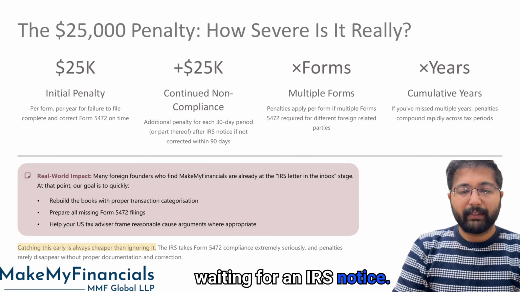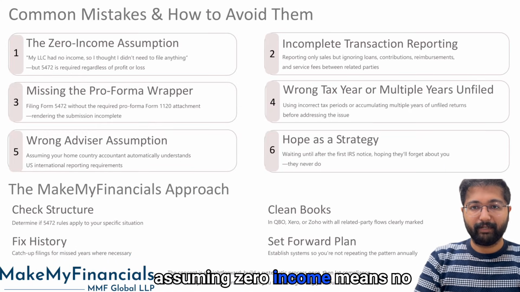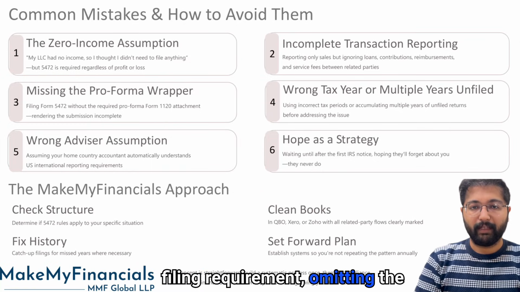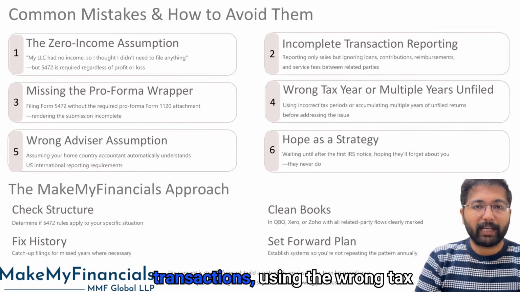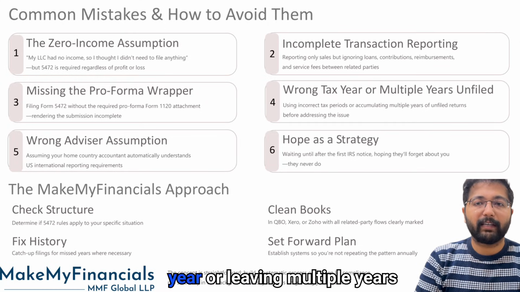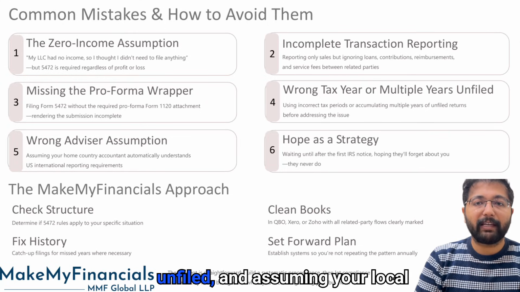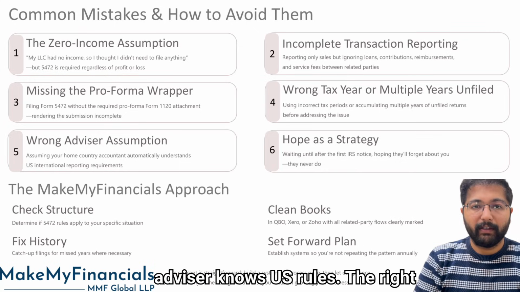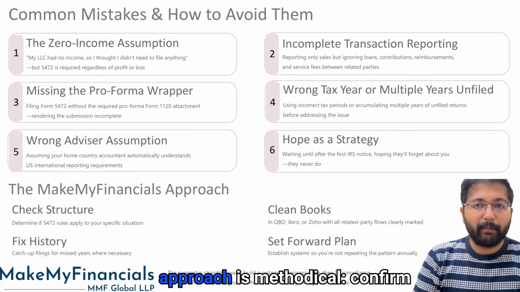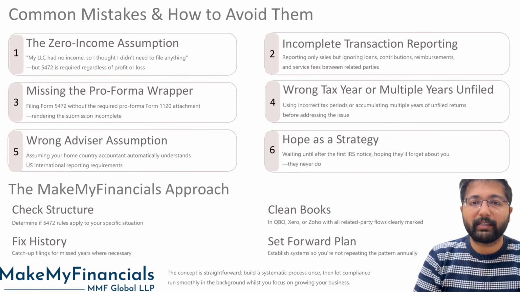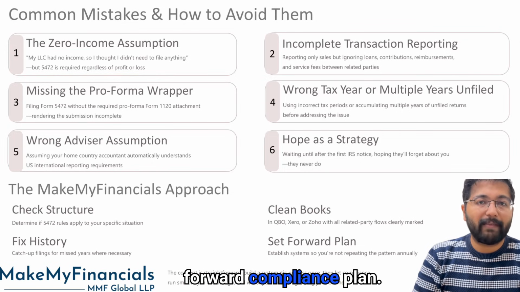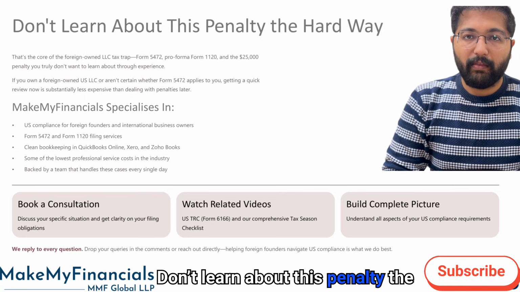Common mistakes include assuming zero income means no filing requirement, omitting the Pro Forma 1120 wrapper, failing to report related party transactions, using the wrong tax year or leaving multiple years unfiled, and assuming your local advisor knows US rules. The right approach is methodical: confirm structure, fix historical records, clean your books, and set a forward compliance plan. Don't learn about this penalty the hard way.